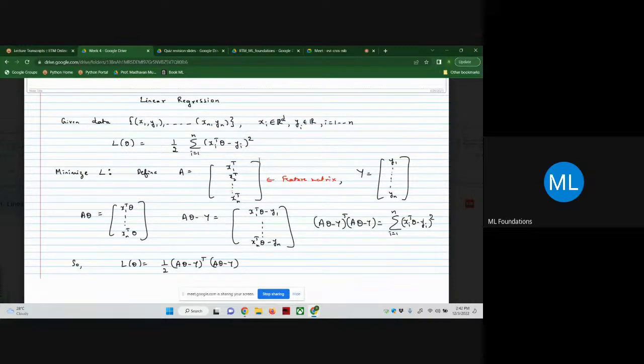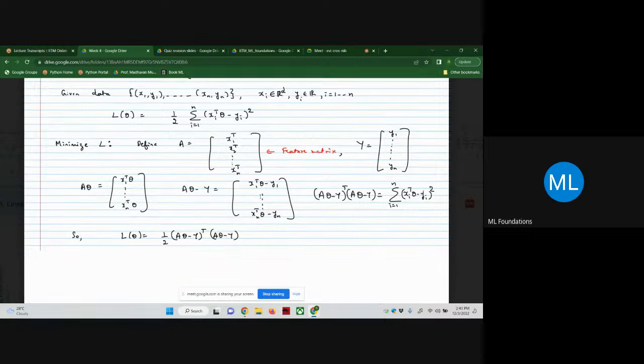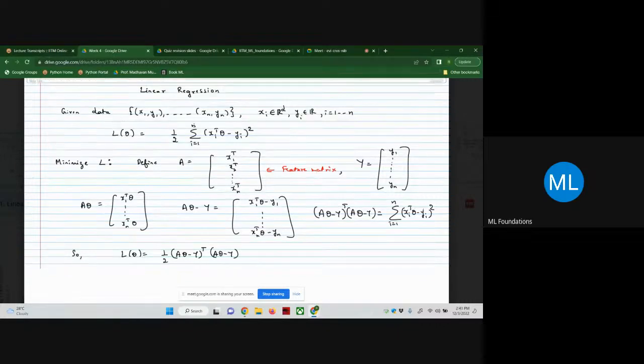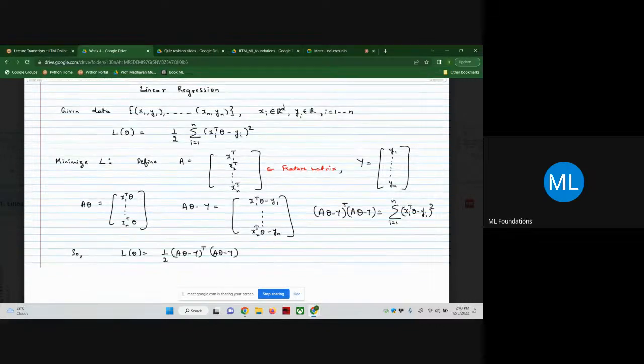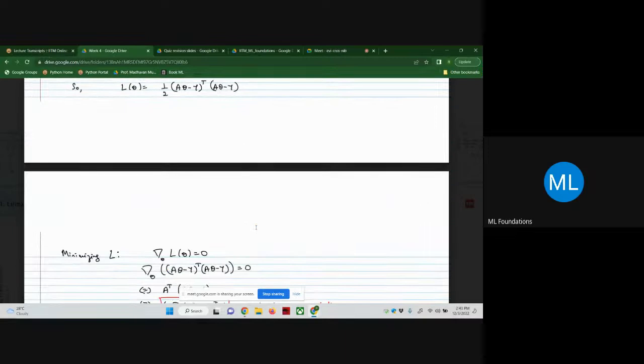Because this is nothing but the sum over i equals 1 to n, which is the square of the length of this particular vector. We know that the square of the length of a vector is x transpose x. In this case, x is equal to A theta minus y. So A theta minus y transpose A theta minus y is equal to this value. Now we need to minimize it.